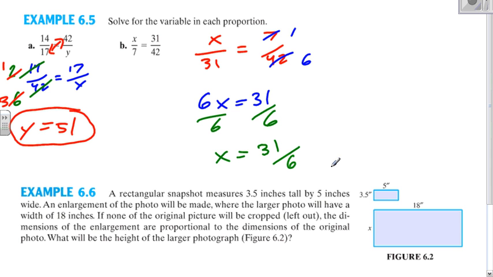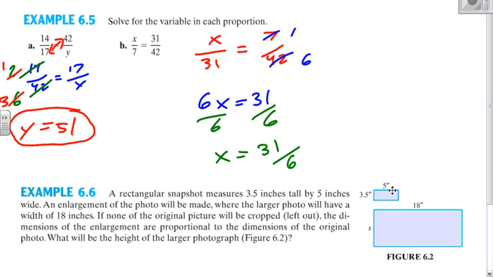Next, let's look at another example. This one talks about snapshots or pictures. You take an original 3.5 by 5 inch photo and you want to enlarge it so that the width is 18 inches. And you don't want to lose any of the photo. You don't want to crop it.